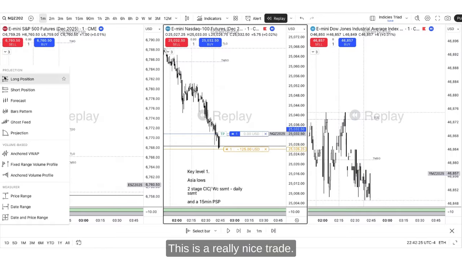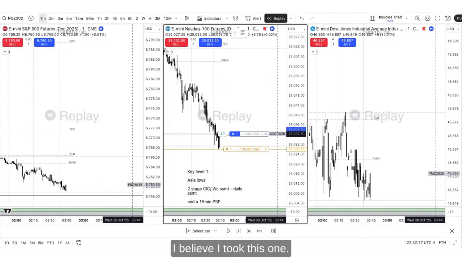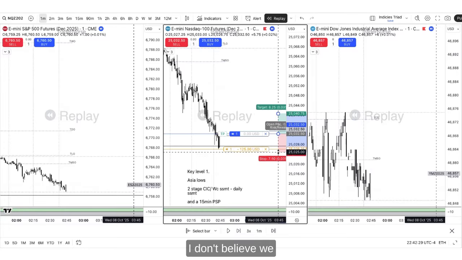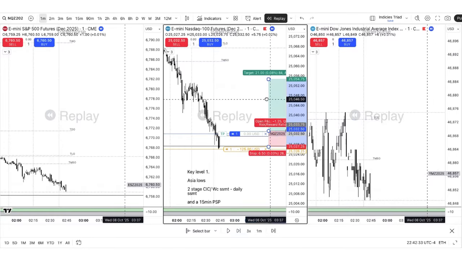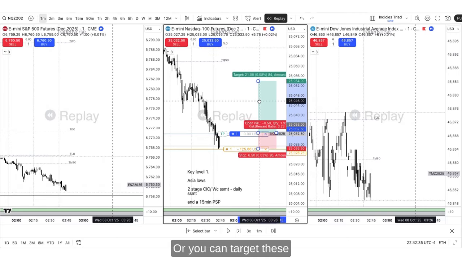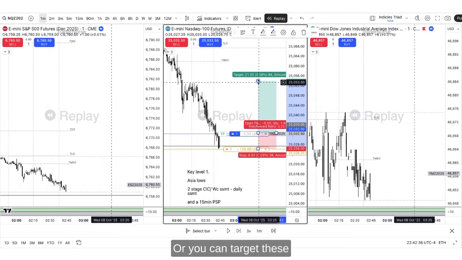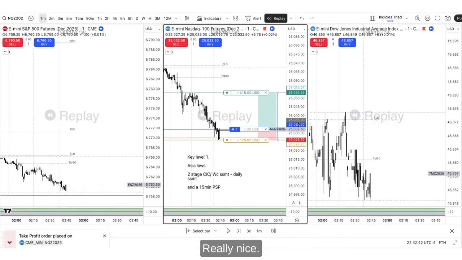This is a really nice trade. I believe I took this one. I don't believe we come back here, and you just target 3R, or you can target these equal highs here. Equal highs are up here. This is a really nice trade. Really nice.